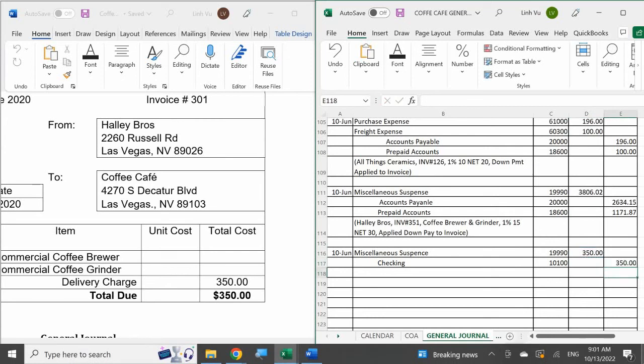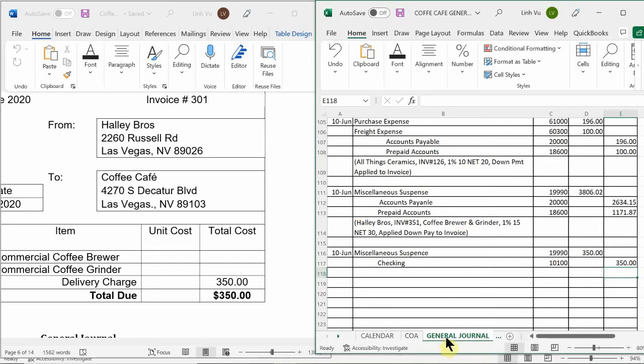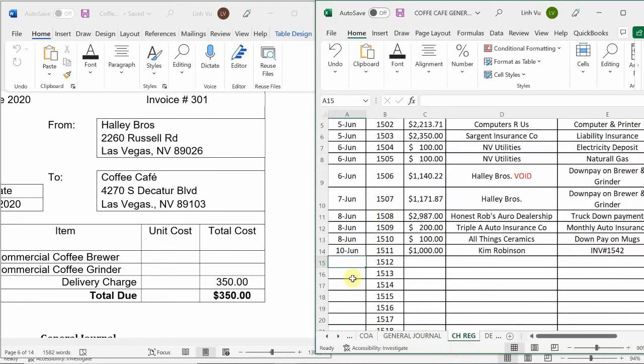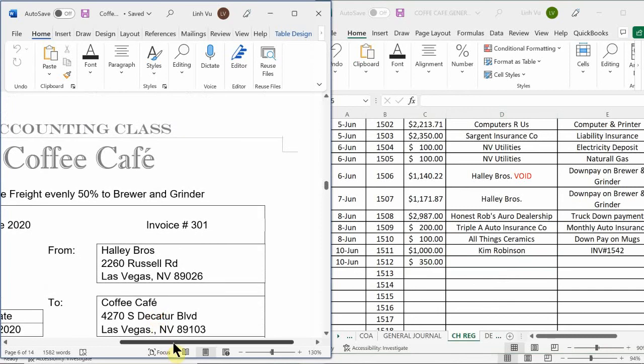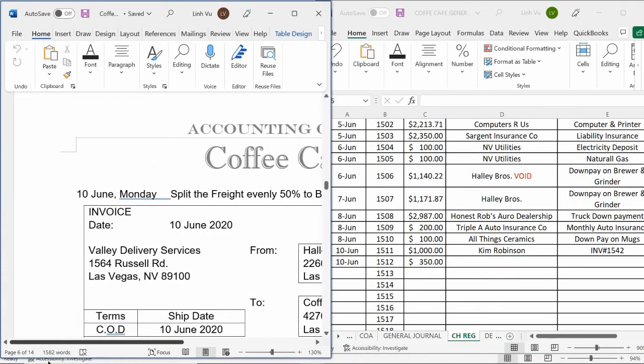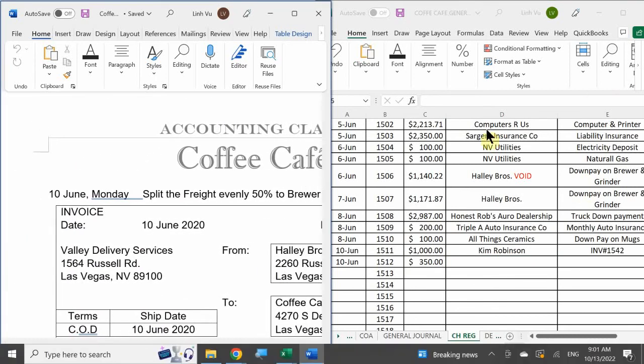In this case, since we said we're going to cut a check, let's go ahead and cut my check. So I have check number 1512 for that $350, which is to Valley Delivery Services, because they are the ones who delivered the coffee brewer and coffee grinder to me. Okay, Valley Delivery Services.